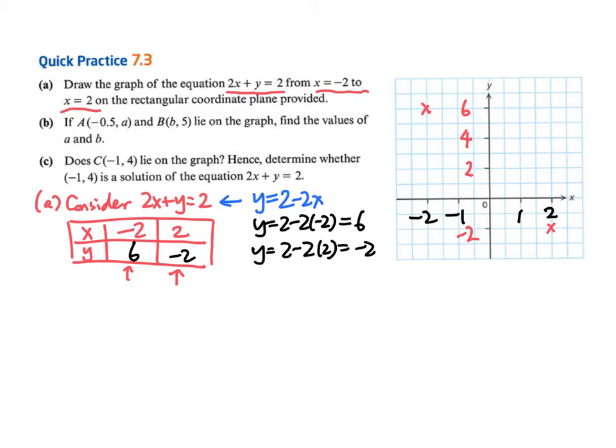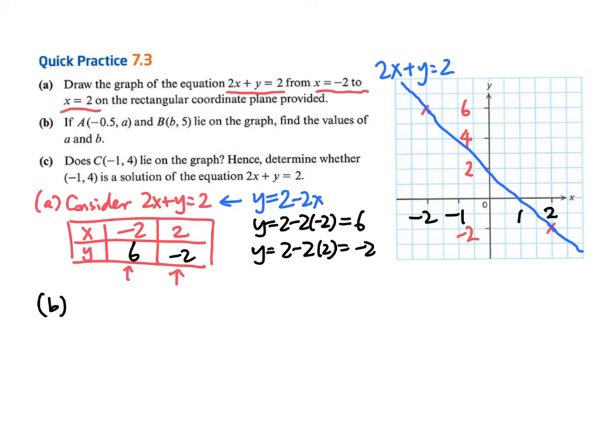And then I have to join these points. Once again, I highly recommend using 3 points to draw the straight line, because the third point helps you to check your answer. But I'm very lazy, so I will just use 2 points. And then for part B.